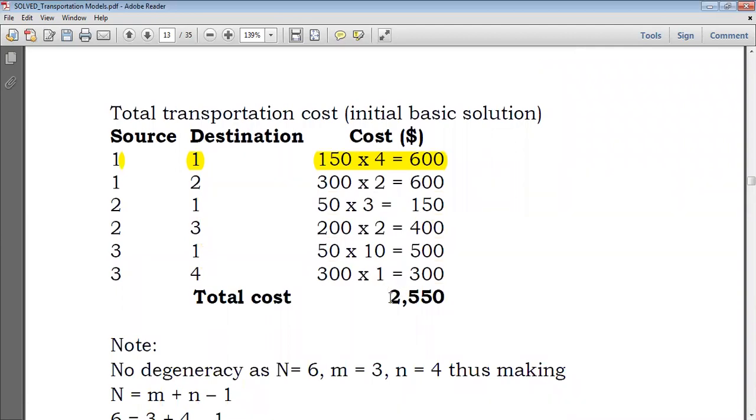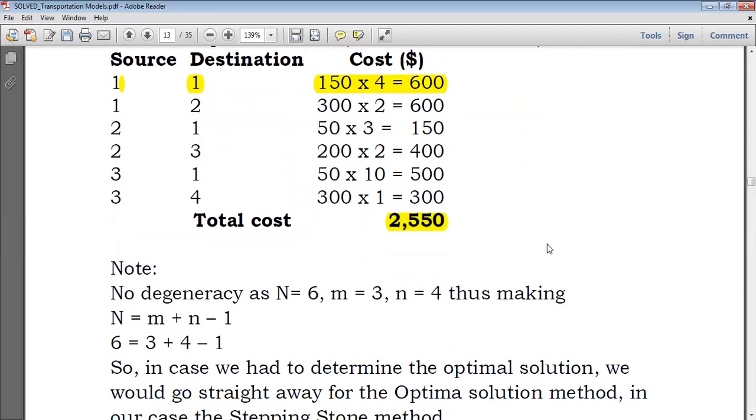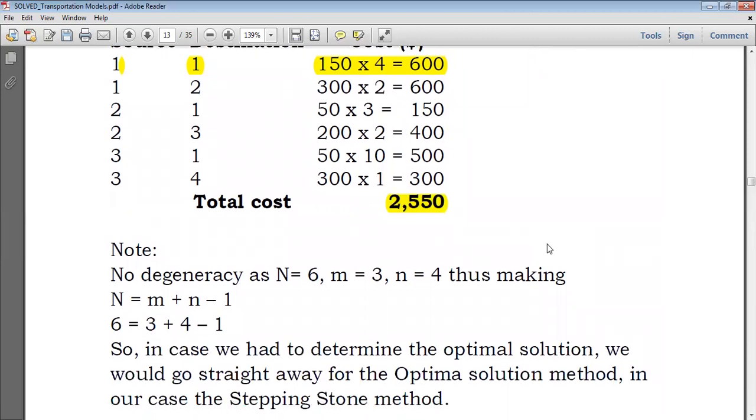And after summing your numbers, you would end up with 2,550. If you take a look at the northwest corner method, we obtained a much higher cost, meaning that if you use the least cost method, actually the cost decreases. It reaches the optimal solution more quickly, although it may not be optimal itself. Now everything is done. So just go with step 3.